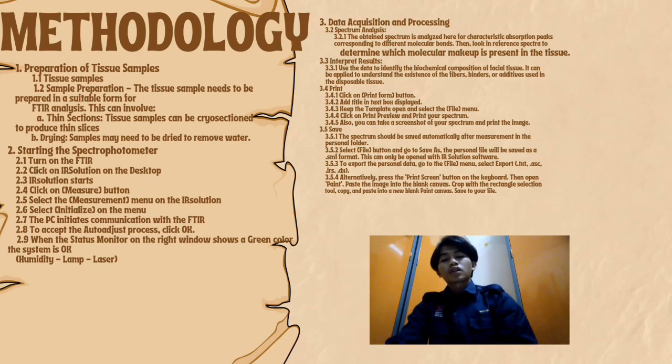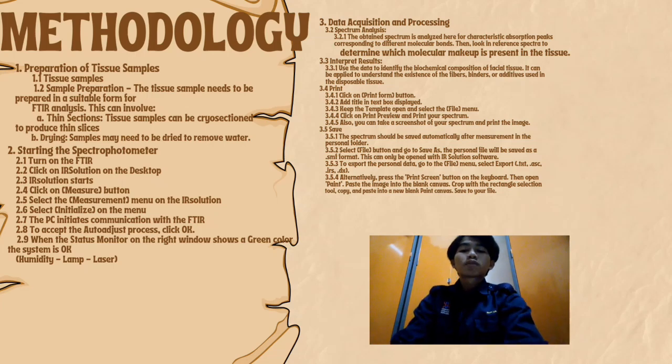4 is print. Click on the print form button. Add a title in the text box display. Keep the templates open and select the file name. Then click on print preview and print your spectrum. Also, you can take a screenshot of your spectrum and print the image.